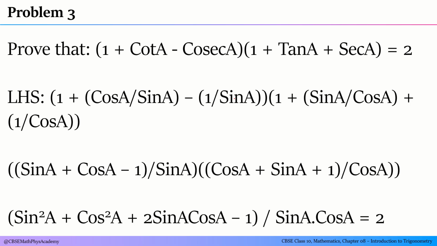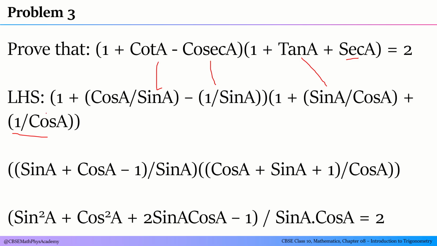I have in the numerator something which I can help to add. So I convert this cot, tan, everything into a sin and cos based problem. So 1 plus cos A by sin A minus 1 by sin A. Similarly, 1 plus tan A becomes 1 plus sin A by cos A. Sec A I'm going to put as 1 by cos A.